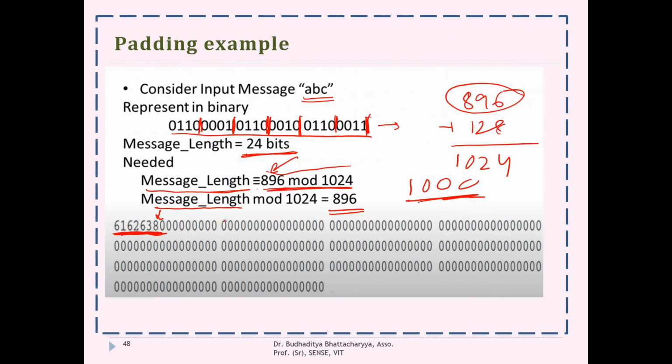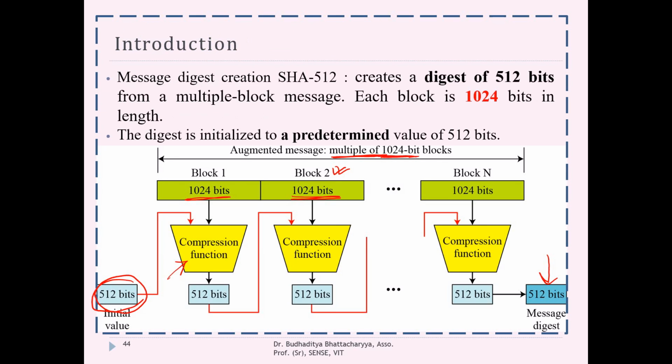If I go back to the block diagram once again, this is about the 1024-bit blocks and how they are taken from the augmented message. The augmented message contains the original message, padding, and the length variable of 128 bits. That makes it a multiple of 1024, as we have discussed. Now we come to the compression function.